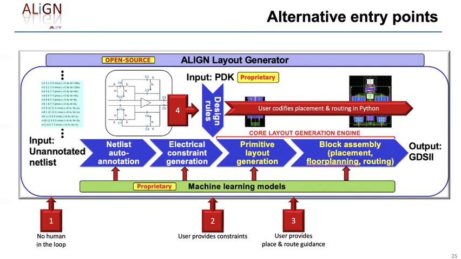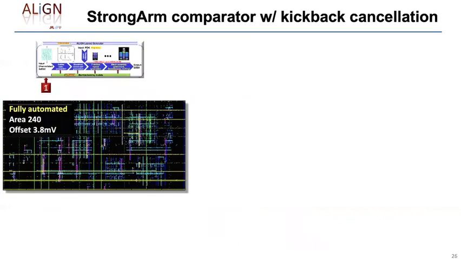So as we go from 1 to 4, we are looking at a much more experienced designer. Designer number 4 knows exactly what he or she is doing, whereas designer number 1 really wants to treat this as a black box and generate a layout without worrying too much about what goes on inside. And there are good use cases for both of these.